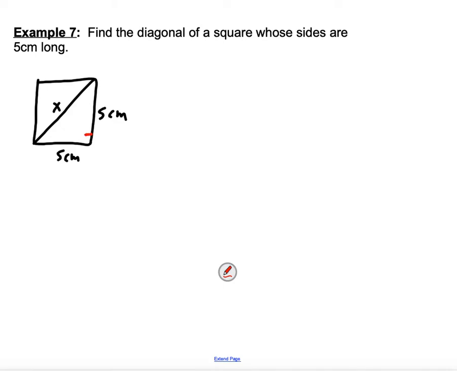So looking at this nice triangle, this right triangle that's been formed in here, we can go ahead and set up our Pythagorean theorem again. Straight across from a 90-degree angle, there is C. The other two sides are A and B.